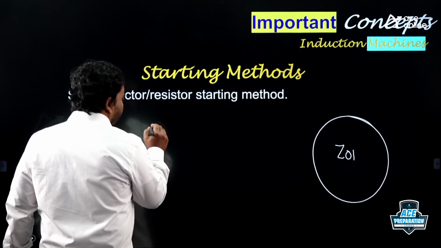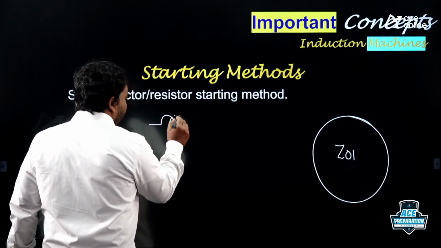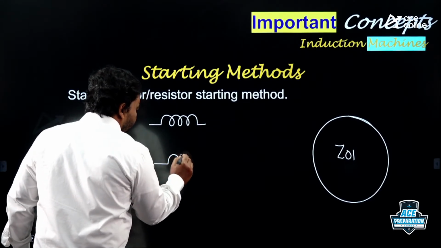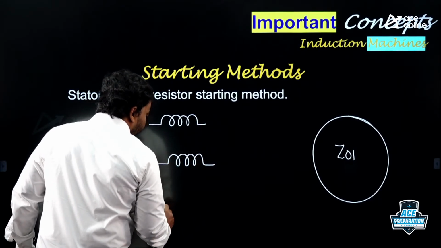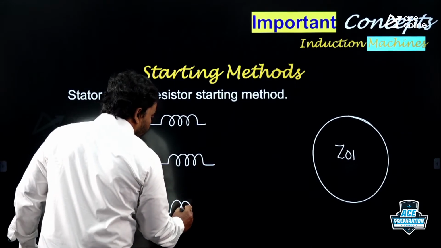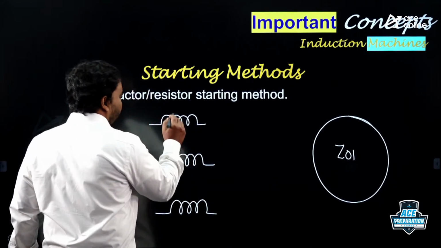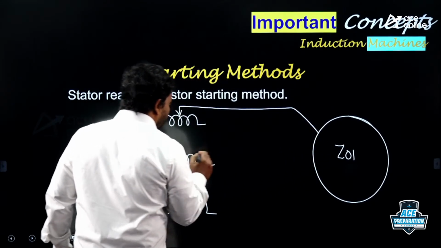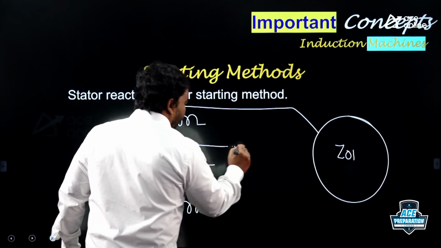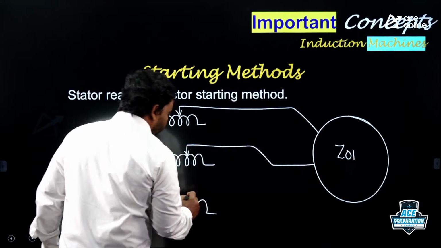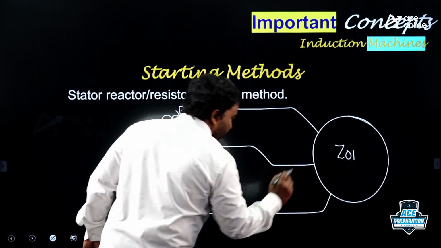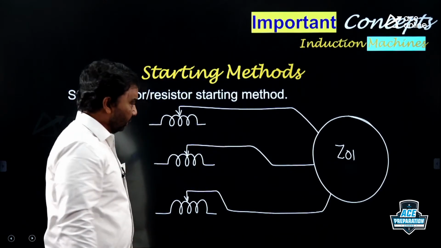In case of series reactor or resistor starters, what I am trying to do is connect reactors in series with each line, like this, in series with each line.